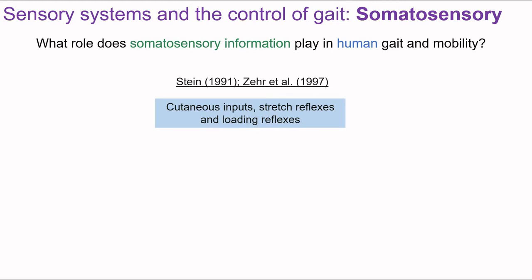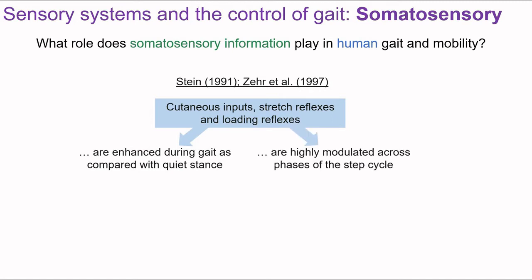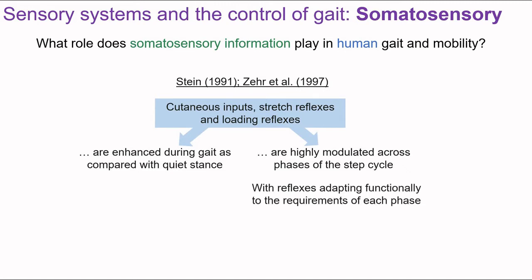Studies by Stein and Zehr reveal that cutaneous inputs, stretch reflexes, and loading reflexes are enhanced during gait as compared to quiet stance, and that they are highly modulated across the different phases of the step cycle. This research reveals that reflexes are adapted to the distinct functional demands of each phase of the gait cycle. We will look more closely at the specifics of these adaptations over the next two slides.